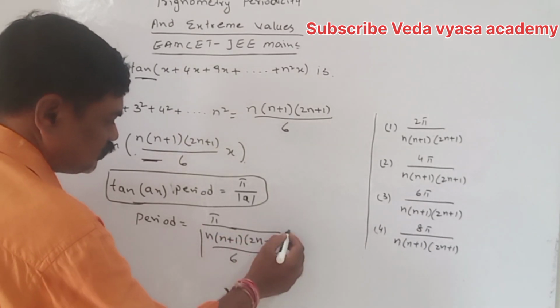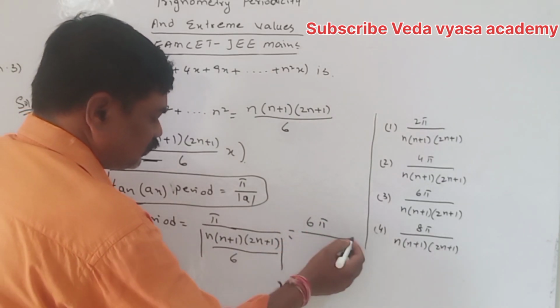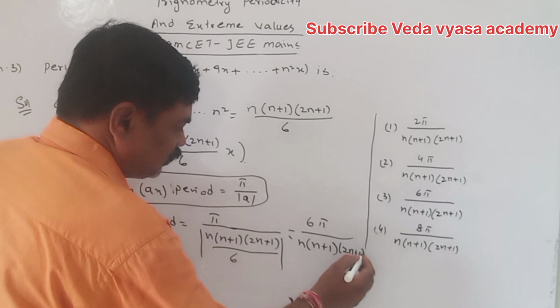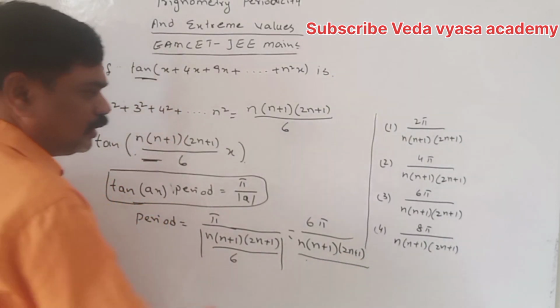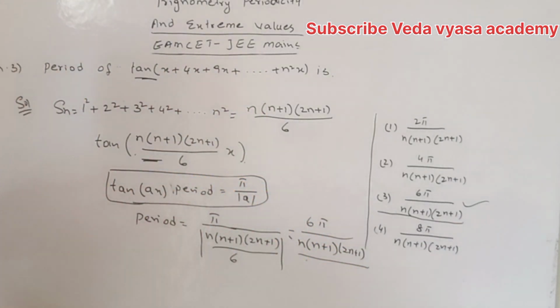Okay, all of you. So this can be written as 6 pi by n of n plus 1 into 2n plus 1. So we have option 3 as the answer. Okay, all of you.